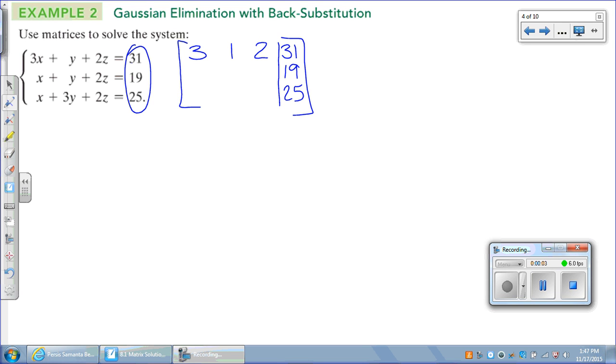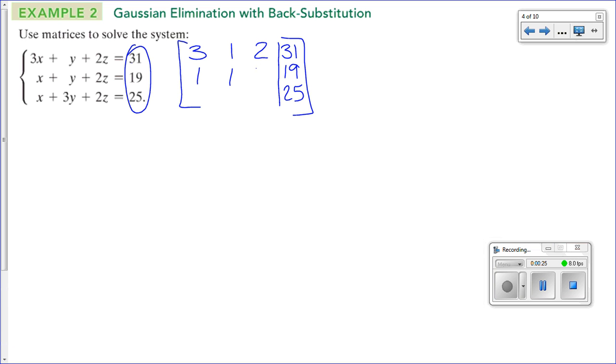This video will cover example 2 from section 8.1, which is Gaussian Elimination and Gauss-Jordan, a method for solving linear systems. First, we are creating our augmented matrix, so we need to make sure the equations are written in order, x, y, z. The coefficients of the first row are 3, 1, and 2. Second row, they are 1, 1, and 2. Third row, they're 1, 3, and 2. And on the right side of the line, they are the constant terms, 31, 19, and 25.